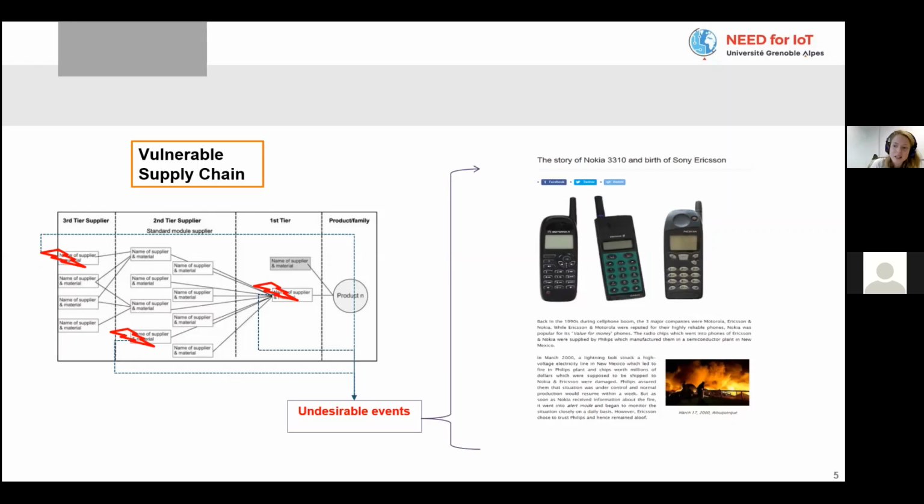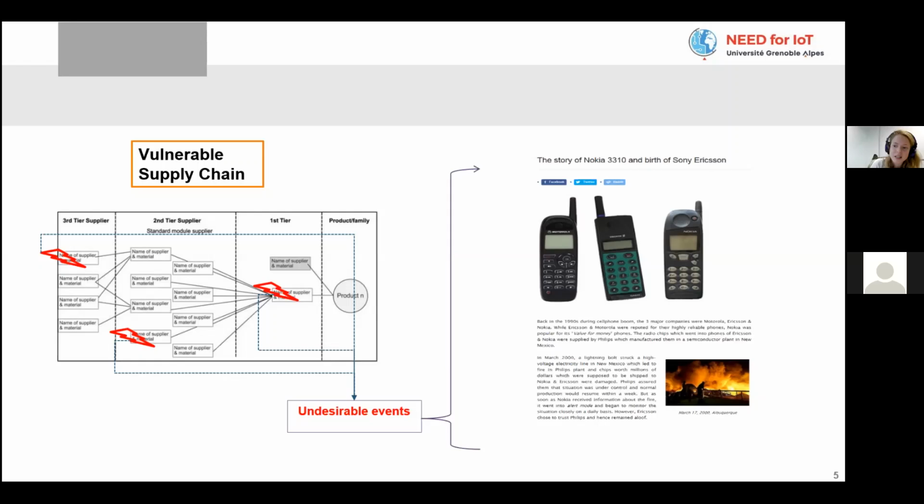It's not a hypothetical conclusion. It's real because we have some crises that impacted companies. One of the crises is the Sony Ericsson problem: one of their suppliers, located in New Mexico, had a fire, and the Ericsson company wasn't really ready to face this type of undesirable event, and we had a great and huge financial impact.